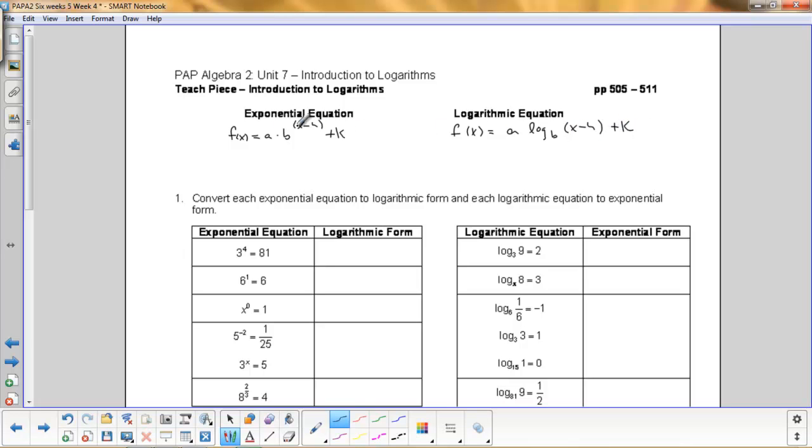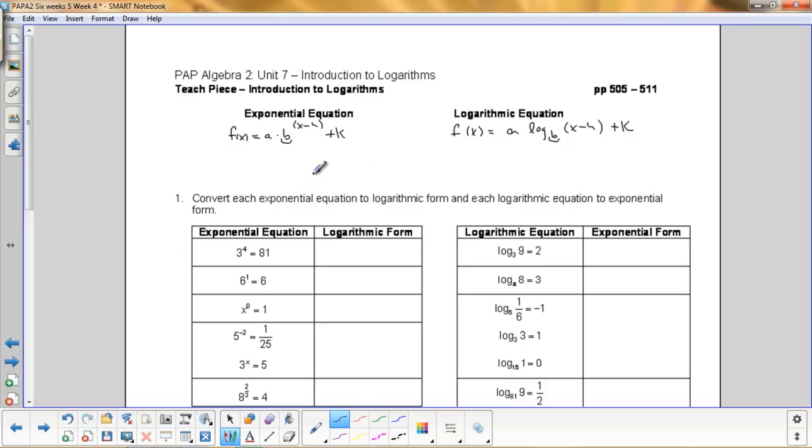Now you're going to notice in here there are some very big similarities. The base of the exponent is the same as the base of the log. Notice then that what was the exponent now becomes the argument of the log. So that's a very important recognition when we solve these problems, when we convert these exponents into logarithms.